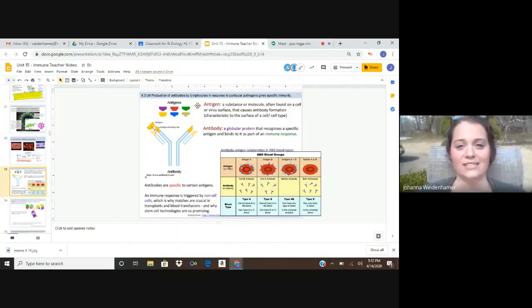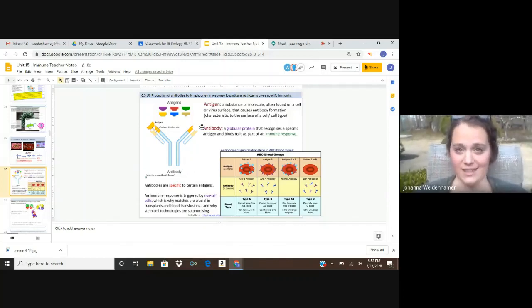An antigen is a substance or molecule often found on a cell or a virus surface. So they cause antibodies to form. Specifically, antigens are characteristic to the surface of a cell or cell type. So you are going to find antigens on the surface of pathogens or invaders.